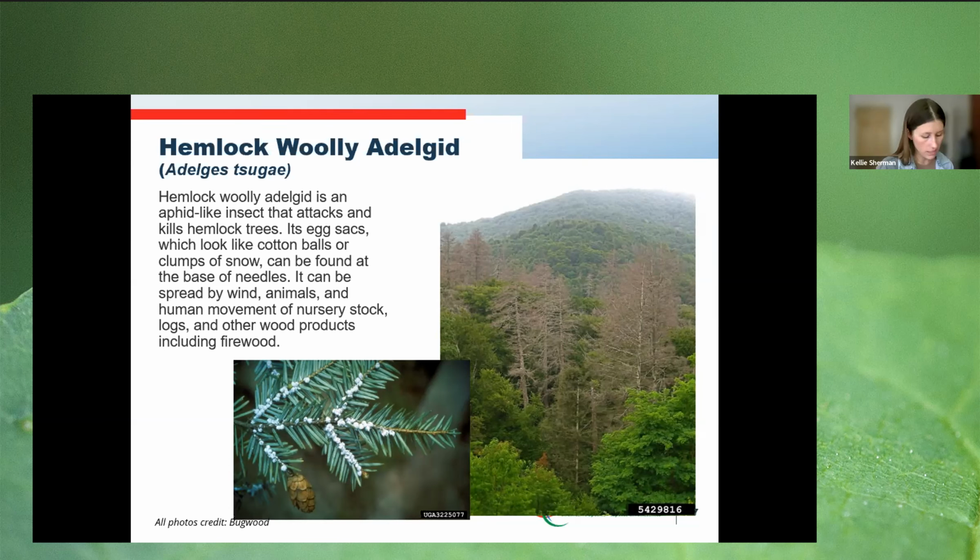Like I mentioned, it feeds at the base of the hemlock needles, causing premature dieback, needle loss, foliage thinning, and tree death. It can also have large-scale impacts on the surrounding environment, similar to ash. In North America, it was first recorded in Virginia in the 1950s, most likely imported unintentionally through nursery stock, and then it slowly spread. I believe it was first recorded in 2017 in Nova Scotia.